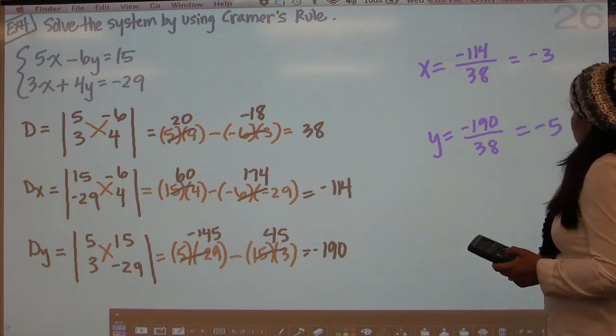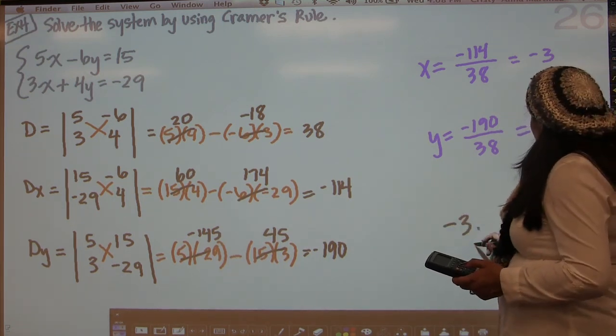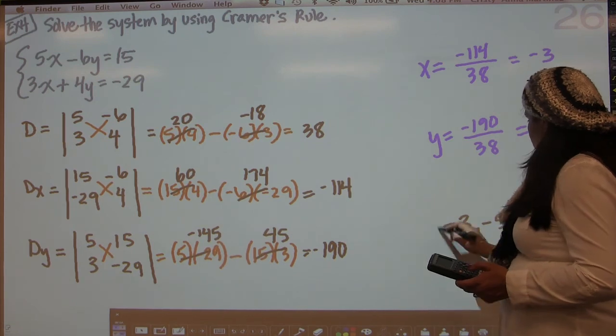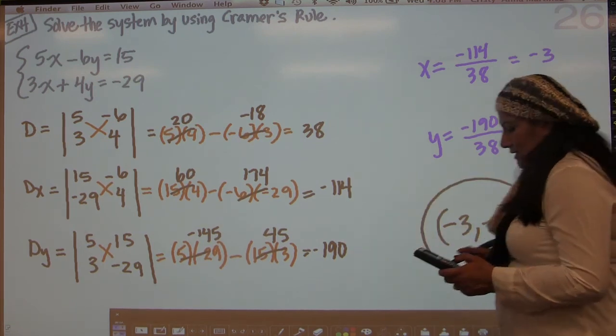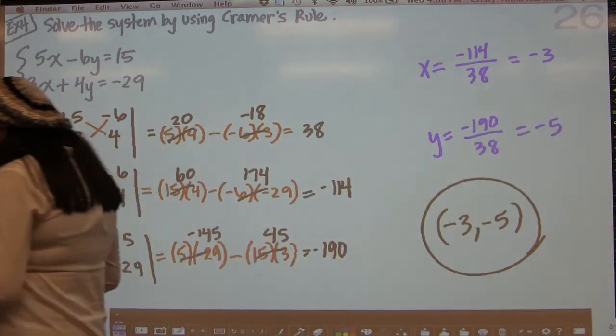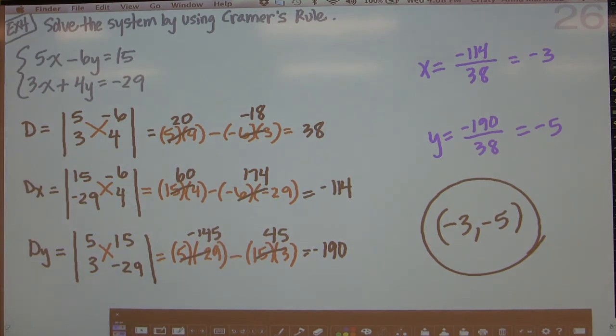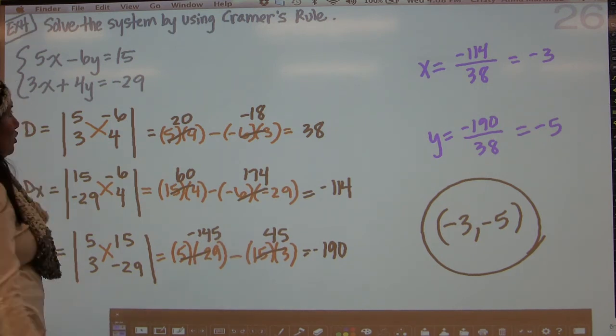So when we write our final answer, we put the x first and the y second, and this would be our solution to our system. And I think that it's a lot easier that way than it was to do elimination from before. So -3, -5 is our solution. And that is how you use Cramer's Rule.